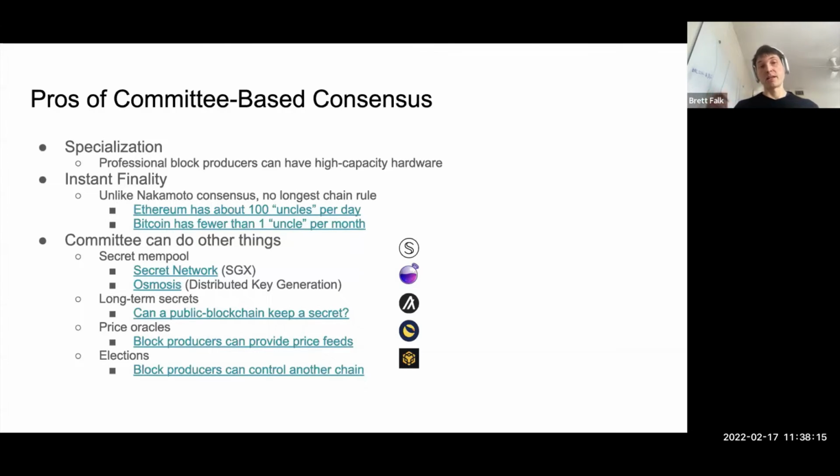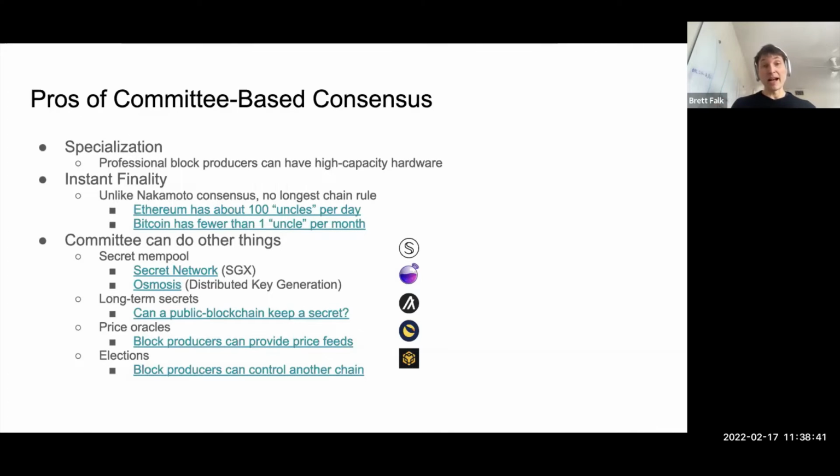So like Terra, the Terra blockchain, their whole ecosystem is based on price oracles, because all of their synthetic coins like UST are based on knowing the real-time market price between US dollars and their native token Luna. So they need price oracles. Instead of having external price oracles, they take their block producers to be price oracles. And since you have a committee of block producers, this is a good way to do this.